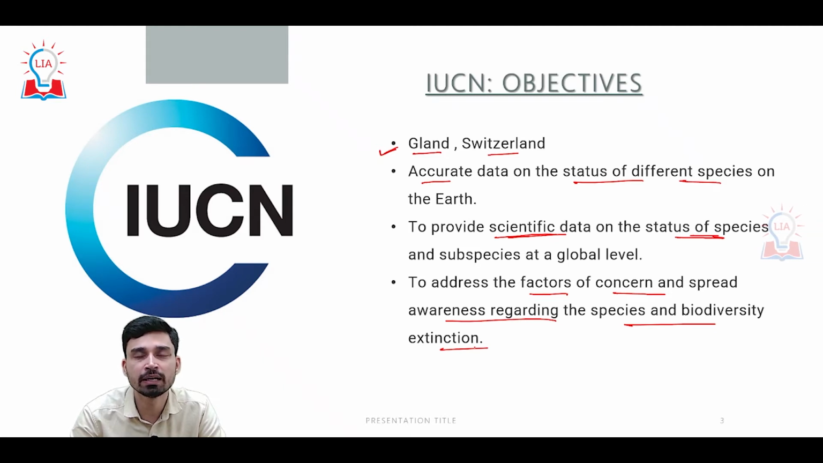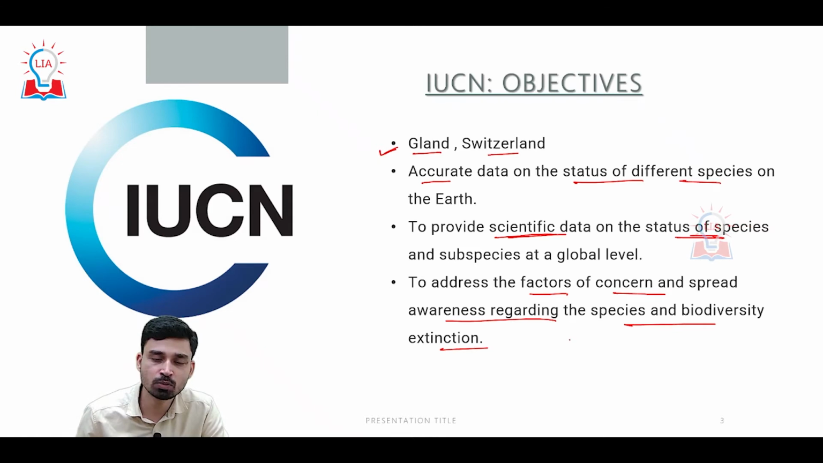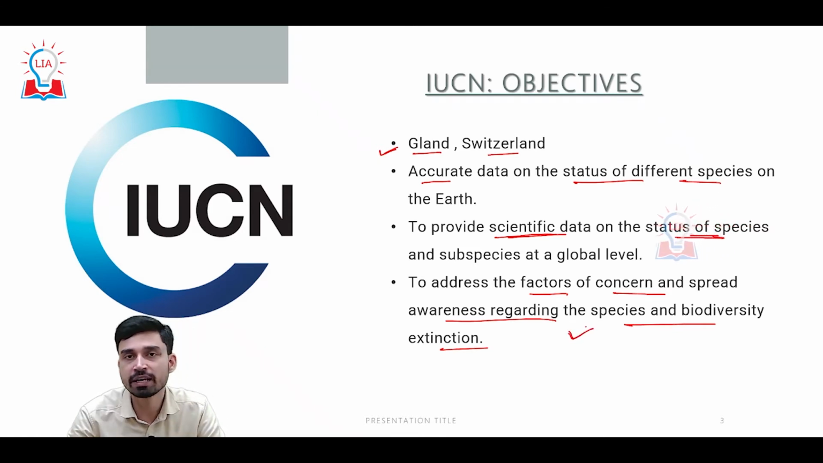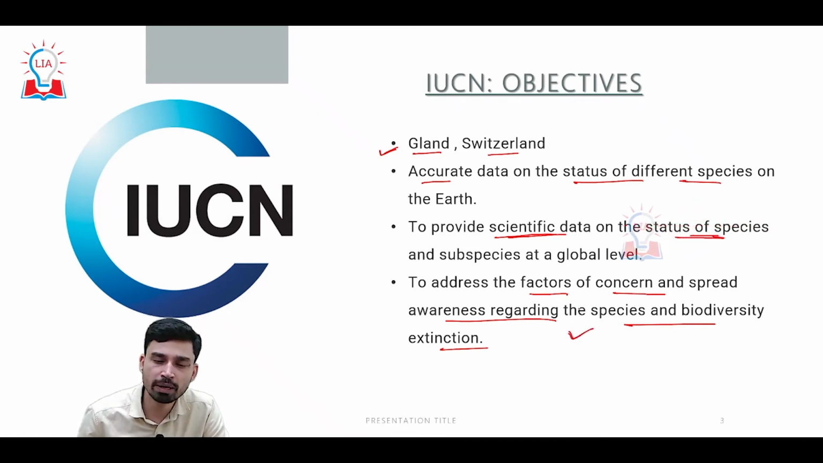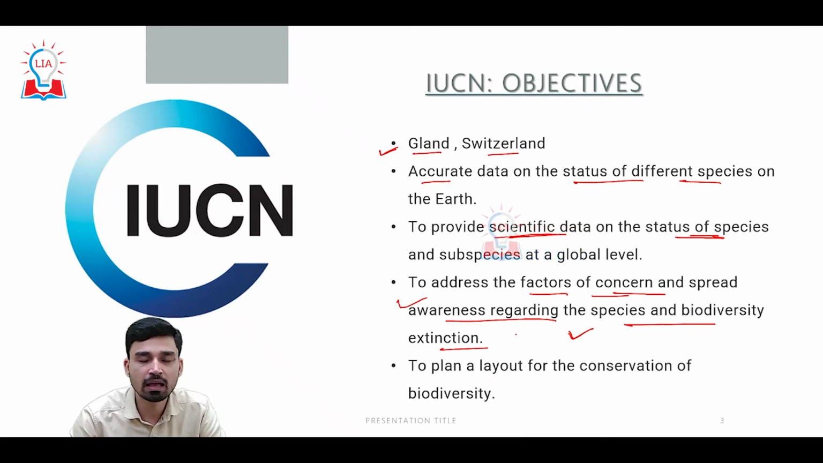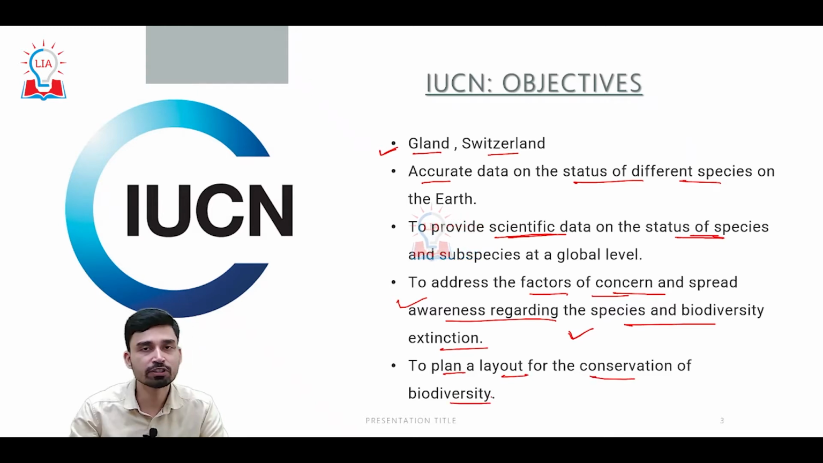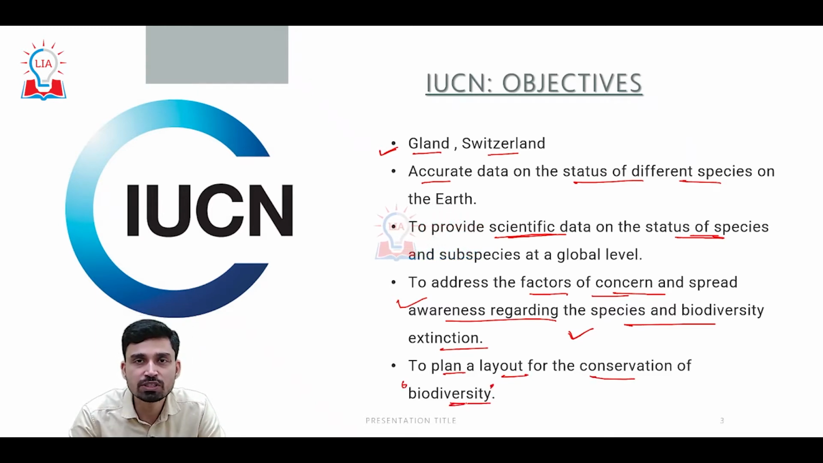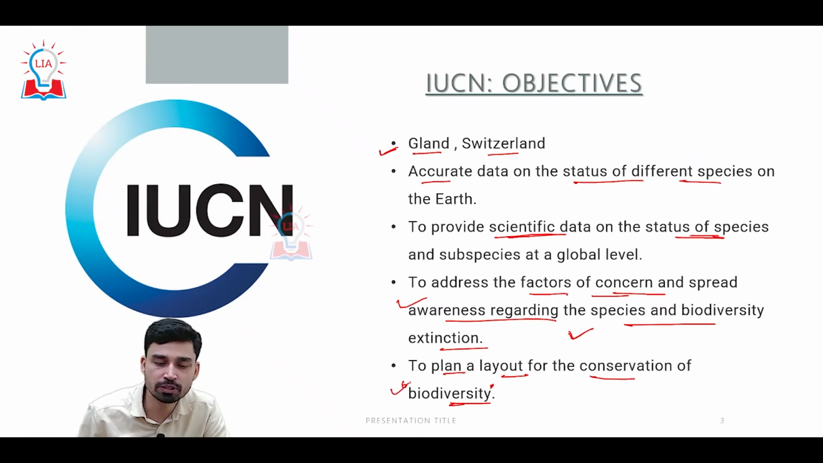They engage in hunting or killing of these animals and birds, and that is what threatens their existence. So by creating awareness and by ensuring that concern arises in society, IUCN tries to address the problem of species extinction. And last, it also tries to plan a layout for the conservation of biodiversity as a whole. The species of animals as well as their habitat need to be conserved if their protection is to be ensured. So this is what IUCN is also engaged in.